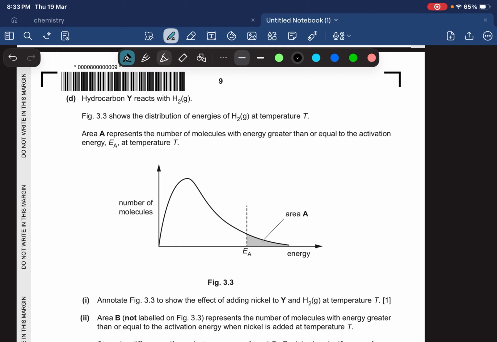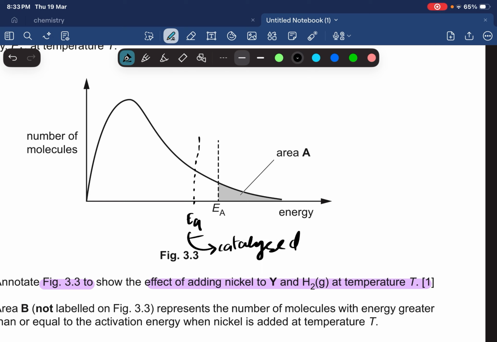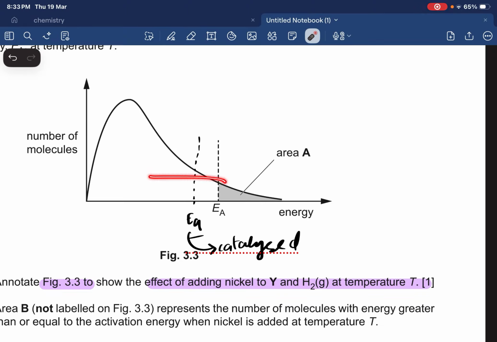Hydrocarbon Y reacts with H2. Okay, no problem. Figure 3.3 shows the distribution of the energies at temperature T. Area A represents the number of molecules with energy greater than the activation energy. Annotate on figure 3.3 to show the effect of adding nickel to Y and H2 at temperature T. So if you add nickel, what's going to happen? The activation energy is going to decrease. So you're going to plot a new line and write EA catalyzed. That's for your catalyzed reaction. The activation energy is going to move towards your left.